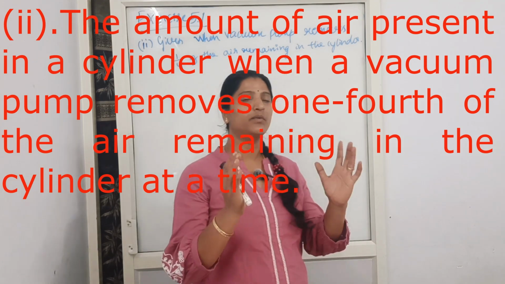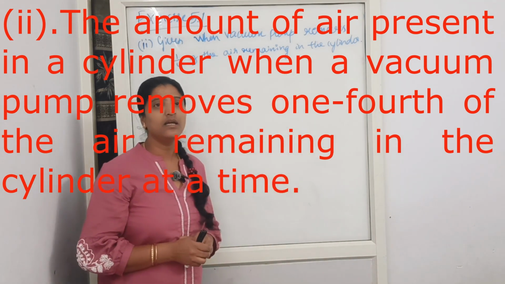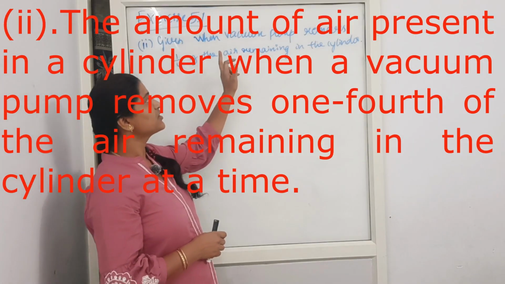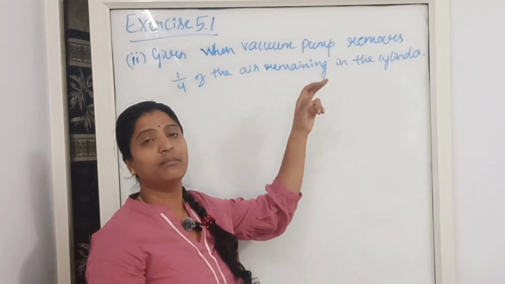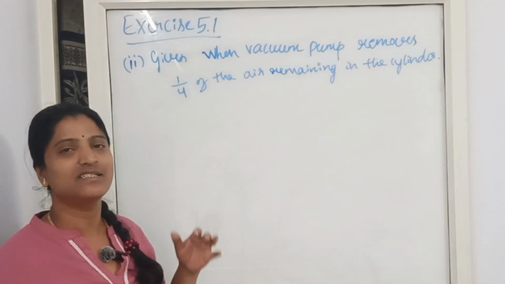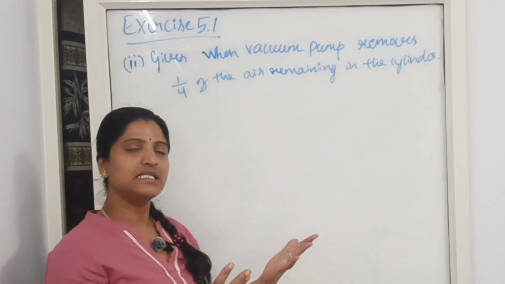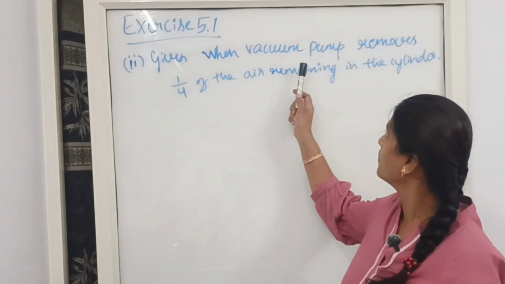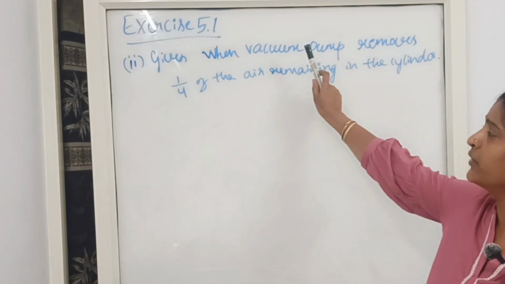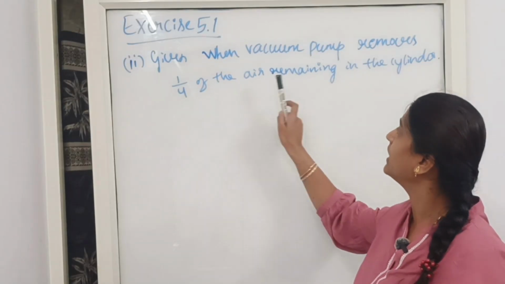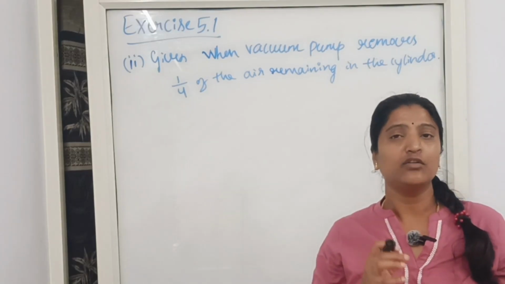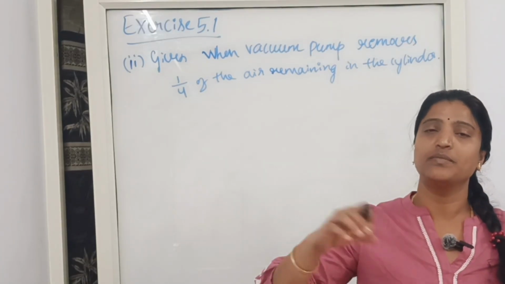Okay, here some amount of air is present in a cylinder and each time 1/4 of the air has to be removed by the vacuum pump. Understand the question properly. In a cylinder air is there. Each time the vacuum pump removes 1/4 of the air remaining in it. Whatever remains, each time 1/4 of it has to be removed.